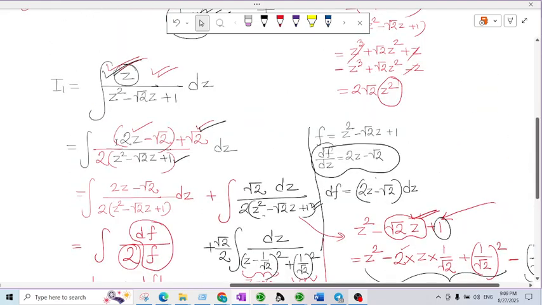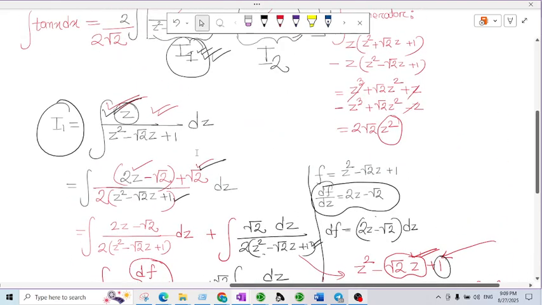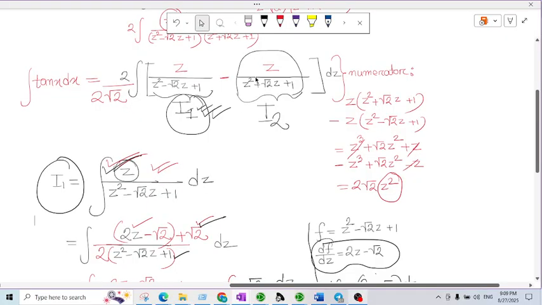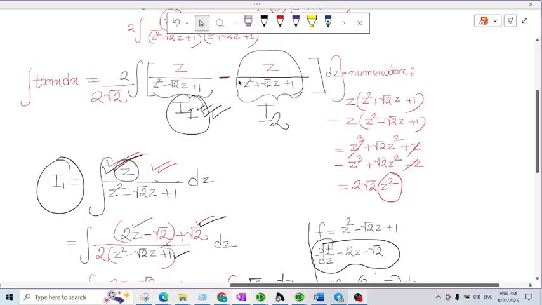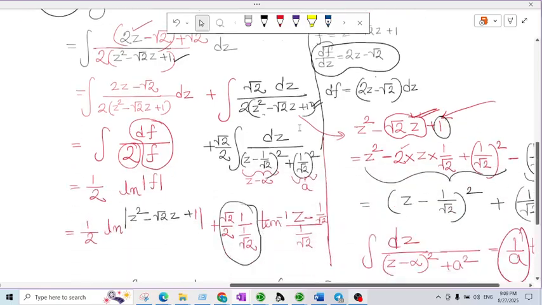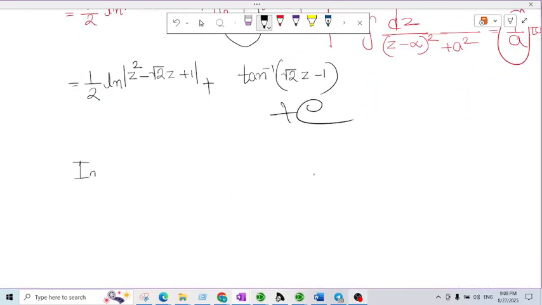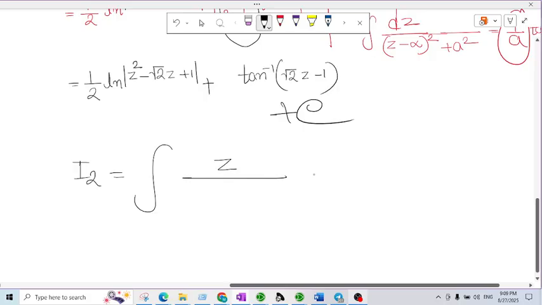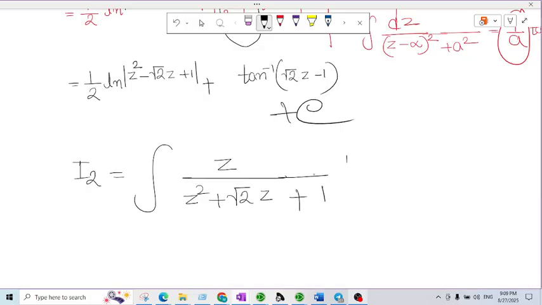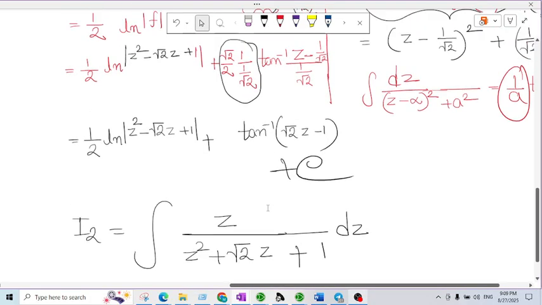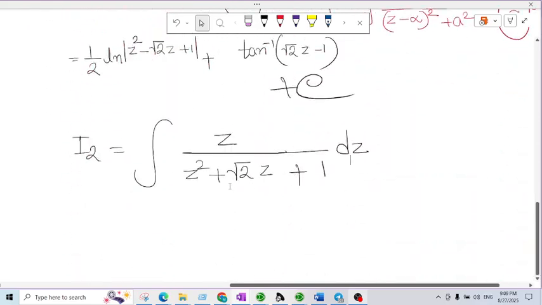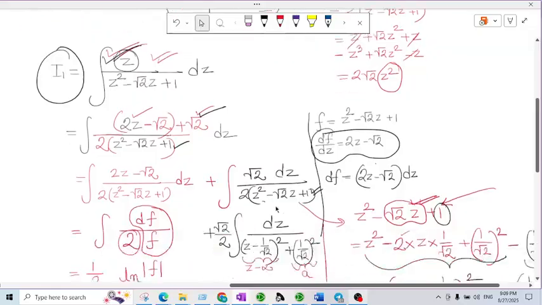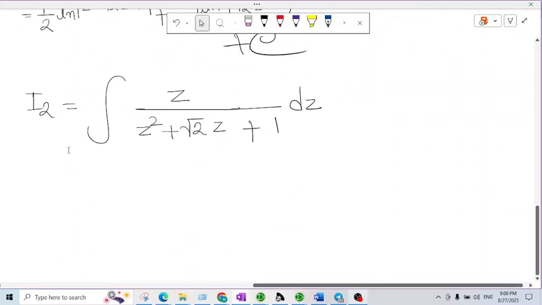Okay, so I have successfully found I1, and now I am going to find I2. And I have a minus here. Okay, no problem, just let's find this I2, avoid this minus. So what is I2? I2 is integration of z, then z square plus root over 2z plus 1, then dz. Okay, so now I have to find this.